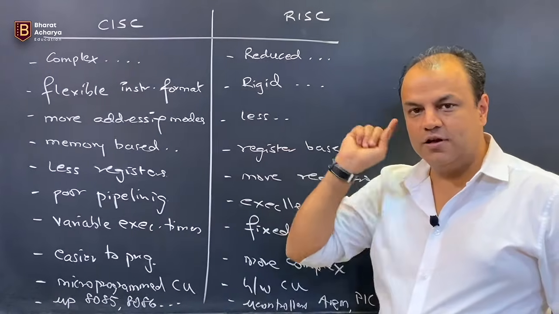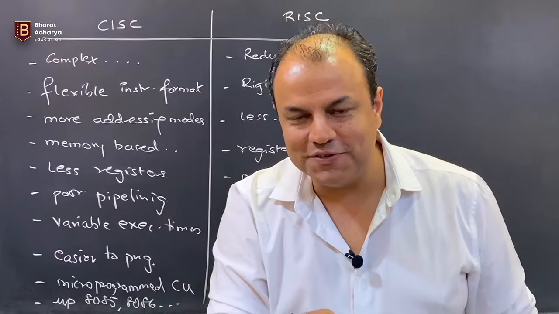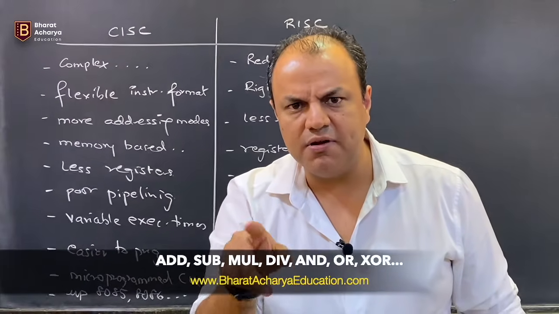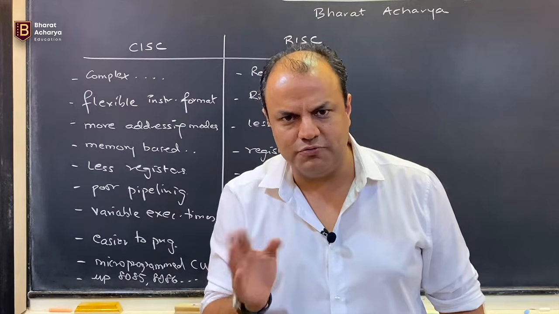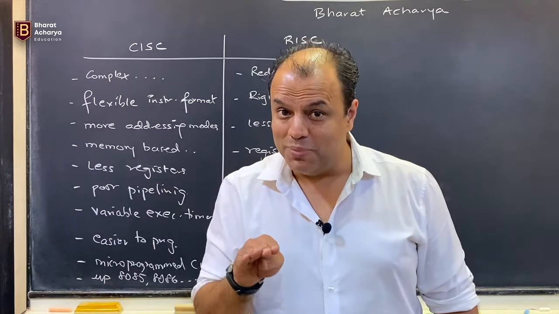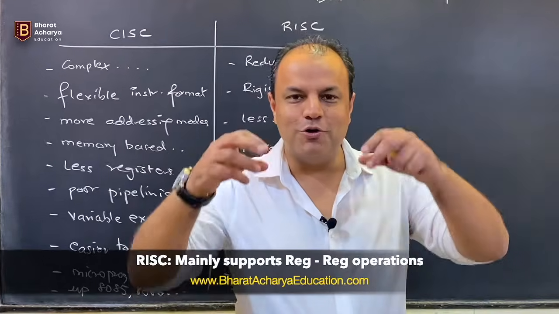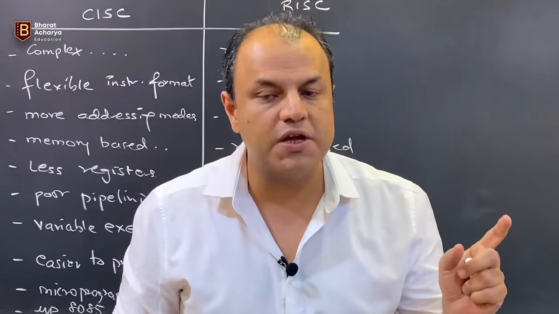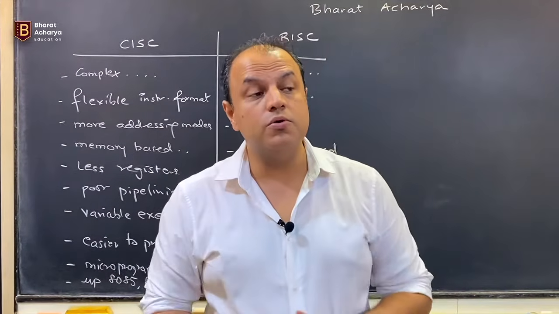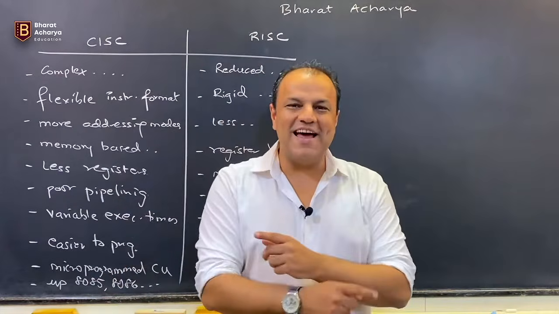In RISC, you want to do add? Yes, add. But you don't have so many options. Add, subtract, multiply, divide, and, or, XOR. All of these operations are there in a RISC processor. Of course, without that, how will a processor work? But they mainly support only register-based operations. You want to add two registers? Great. You want to add a register and the contents of a memory location? No, not allowed. What do you do? First take the memory data into some register, then add the registers.